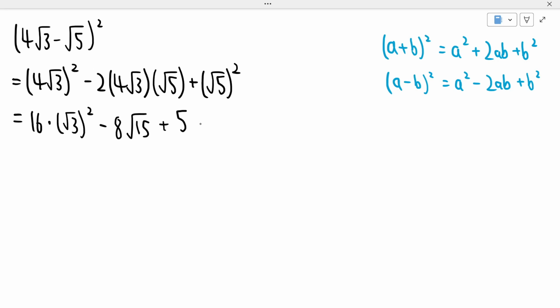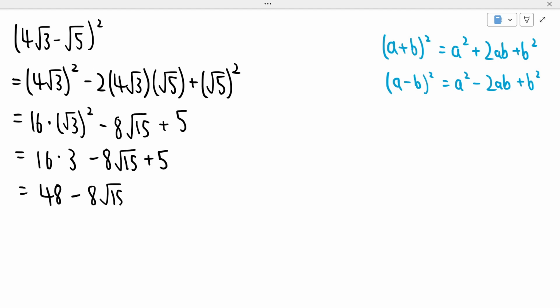So now we can simplify this even further because square root of 3 all squared is just equal to 3. So this is just 16 times 3, and then minus 8 square root of 15 and plus 5 all stays the same. And then 16 times 3 is equal to 48. And then, as always, minus 8 square root of 15 and plus 5 stays the same. So now we can combine the 48 and the plus 5. That equals 53. So this entire expression is just 53 minus 8 square root of 15. And this is our final answer.